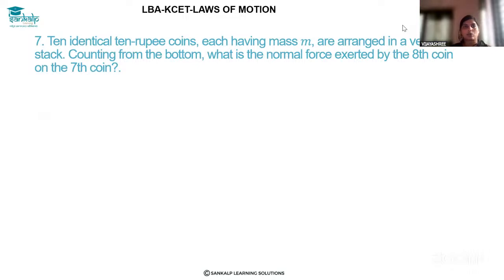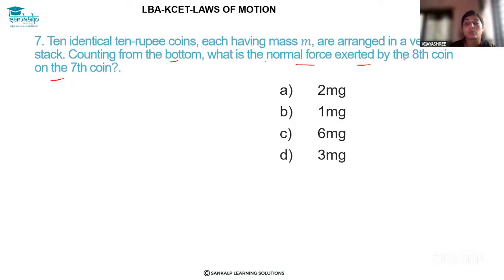Let us look at question number 7. 10 identical 10 rupee coins, each having mass m, are arranged in a vertical stack counting from the bottom. What is the normal force exerted by the 8th coin on the 7th coin? Option A 2 mg, option B 1 mg, option C 6 mg, and option D 3 mg.